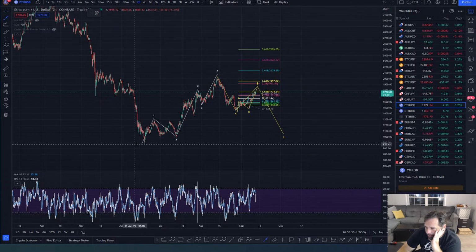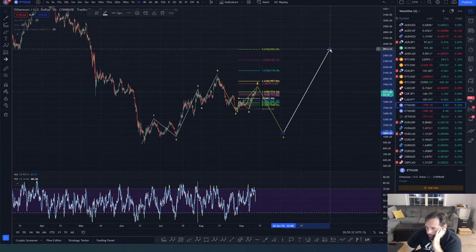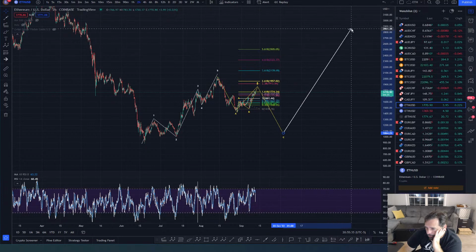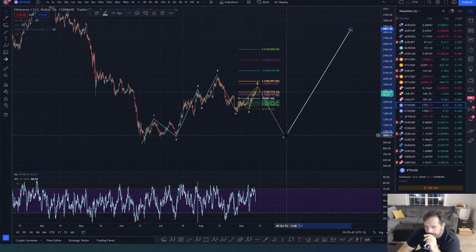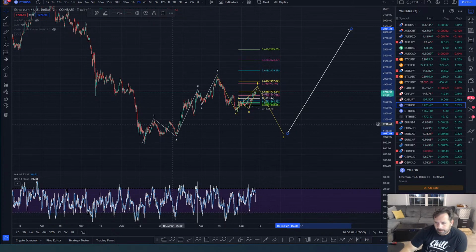I think we probably bottomed, at least short term, and I'm looking for a big up move later on. But I think we're going to get another test of the low, another test of $1,100 at least to $1,000, even $900 potentially. So that's my take on Ethereum. I think we may have bottomed. I really do. I think that could be an impulse wave. All right.